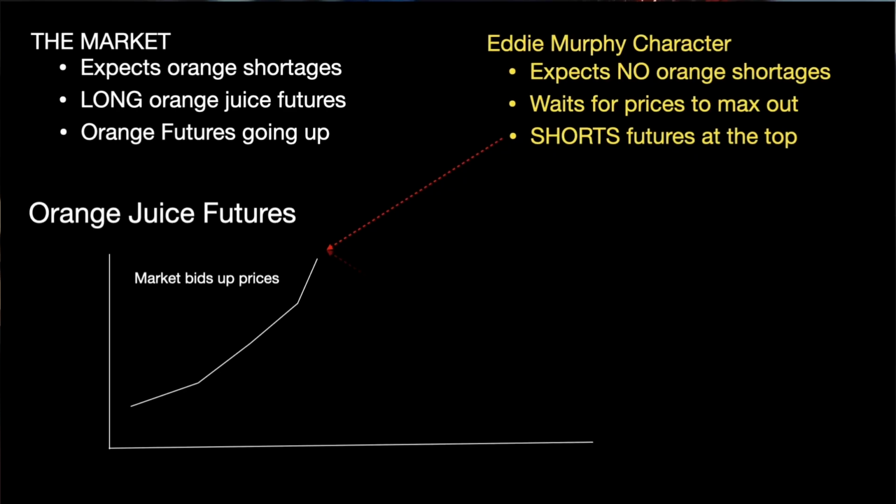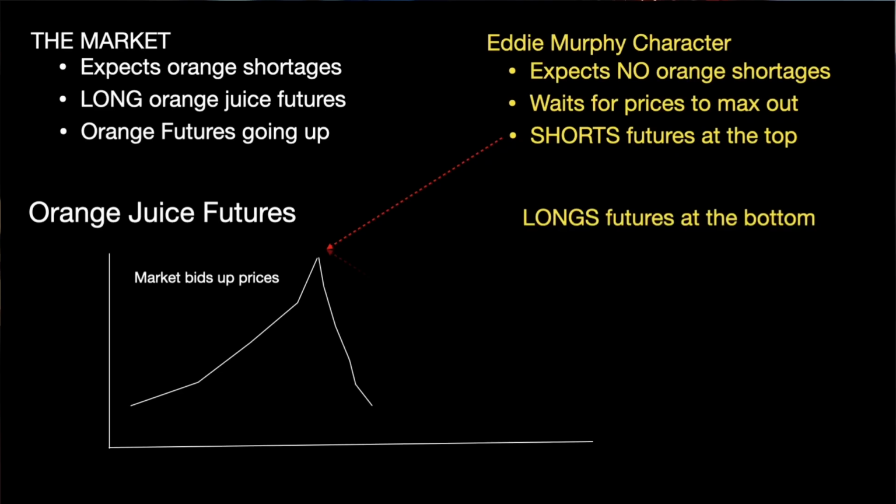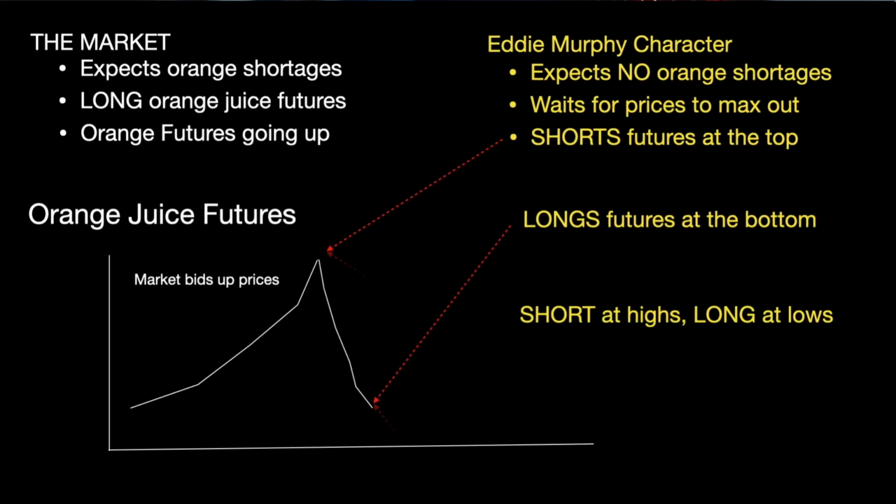Then when the news came out that there was no shortage of oranges, the market quickly reversed and bid down prices, reaching lows. And that's the time the Eddie Murphy character decided to long the futures. Get it? So what just happened? They went short at highs, then went long at lows.